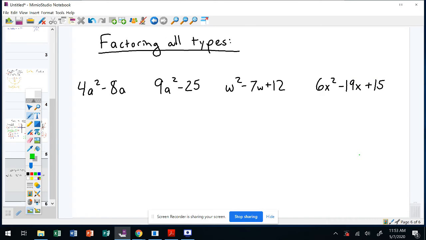Today's lesson is to be able to distinguish what type it is compared to all the other ones and then be able to factor them out. So, up to this point, we've done four types of factoring. And what I'd like you to do is pause the video right now and see if you can name the type of factoring that's shown with each one of these really quickly.